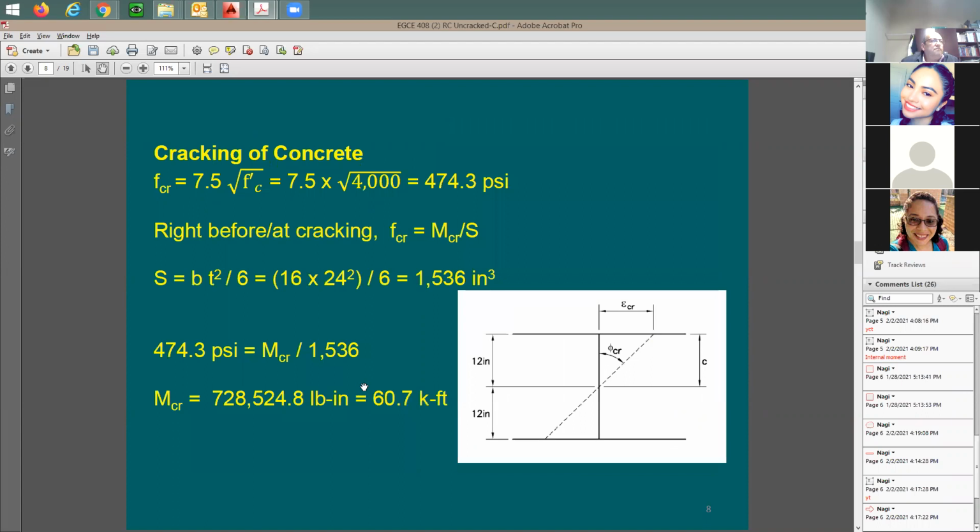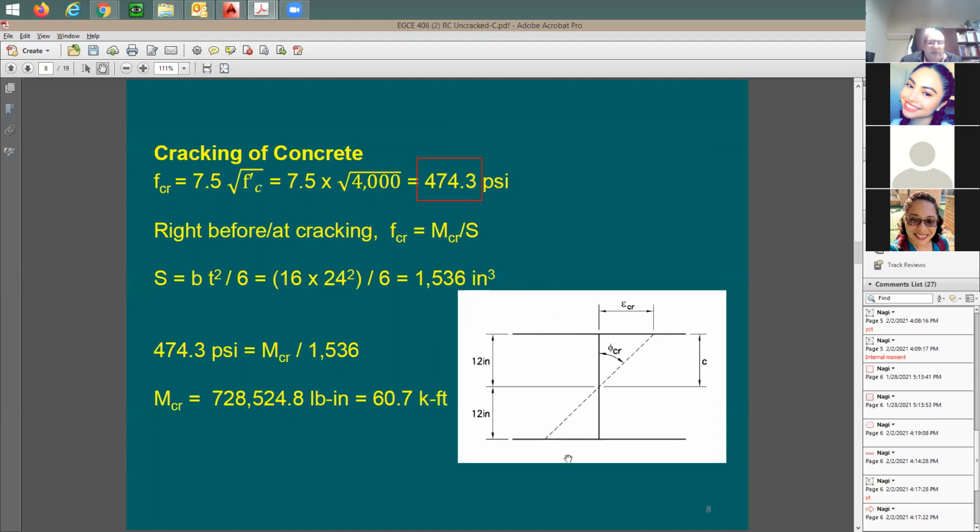Okay, good. Here is the cracking stress of the concrete. Concrete is going to start to crack at this value, 7.5 square root of 4,000. I didn't say 4K psi and then divide the whole thing by 1,000. Otherwise, I would end up with a completely different answer. So at almost 475 psi, the concrete at the bottom is going to start to crack.